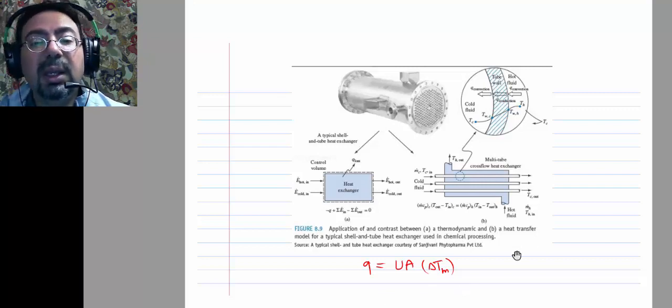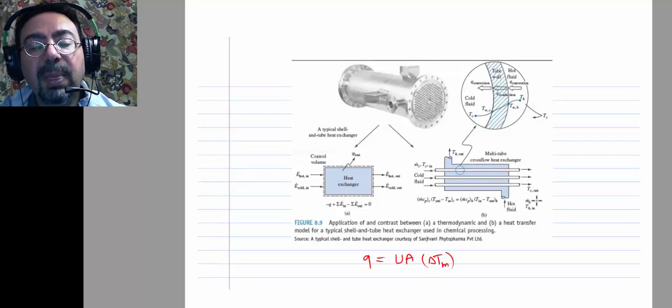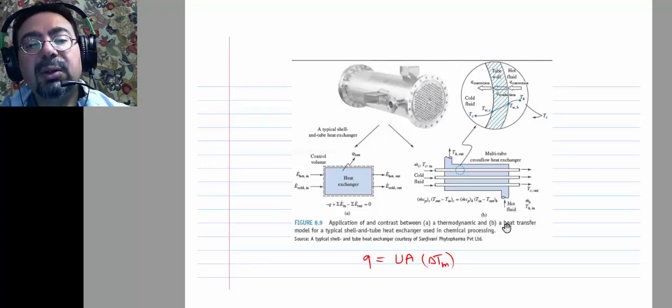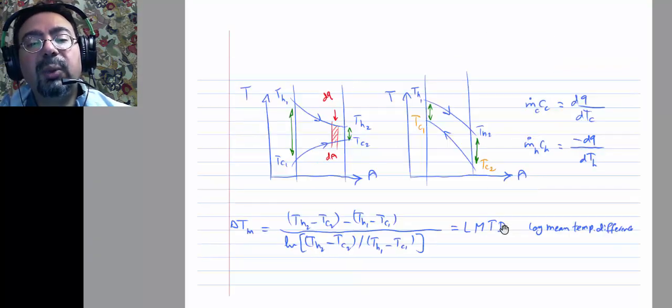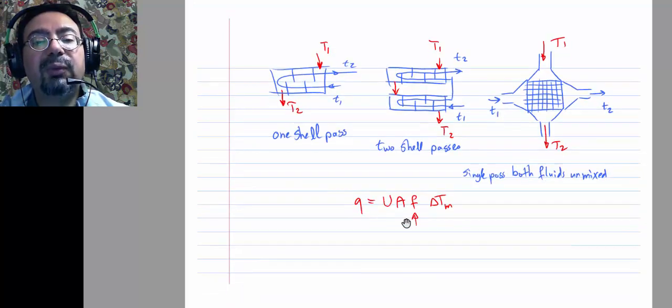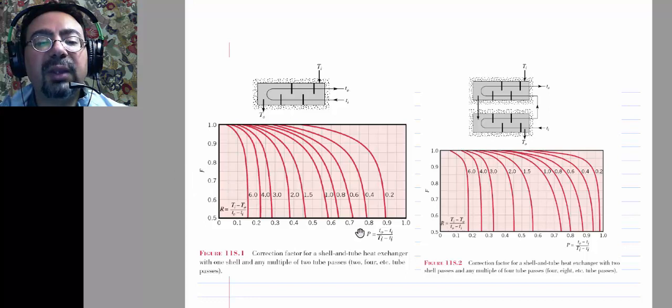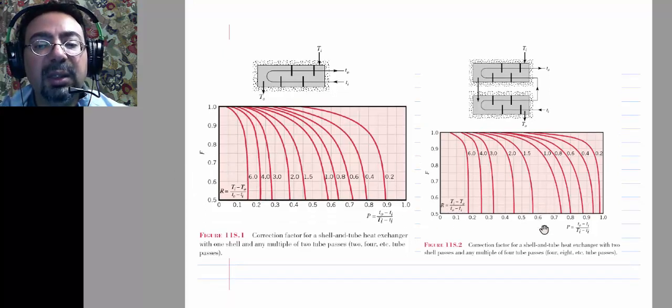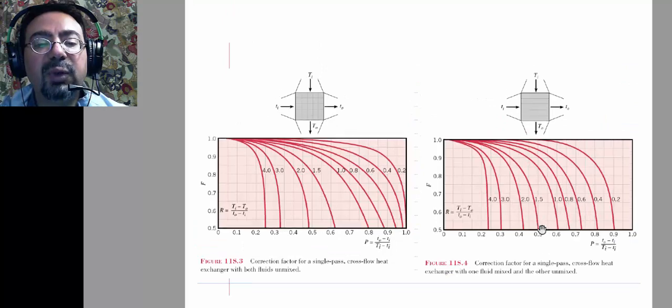Q is UA delta T, and we went through this when we were discussing the ocean thermal energy conversion, and we said how we can use the logarithmic mean temperature difference to be able to calculate a fair temperature difference. So for parallel flow and counter flow, we just use that formula. But for all the other weird configurations, shell and tube with 1 shell pass or 2 shell pass or cross flow, we use a correction factor, and that correction factor comes from those charts that we had in the heat transfer book, right?